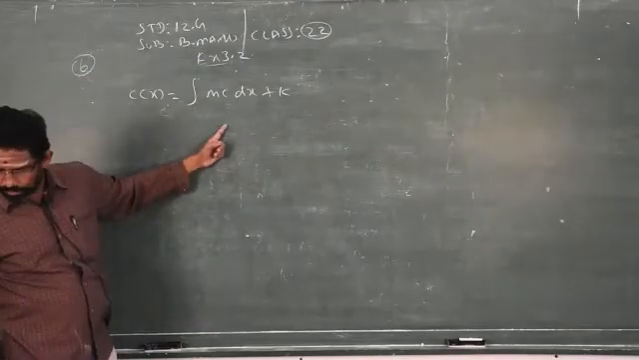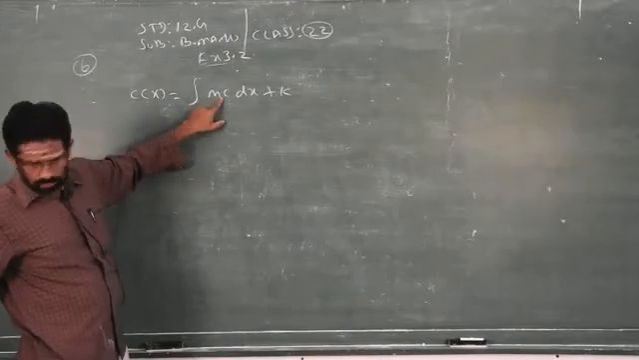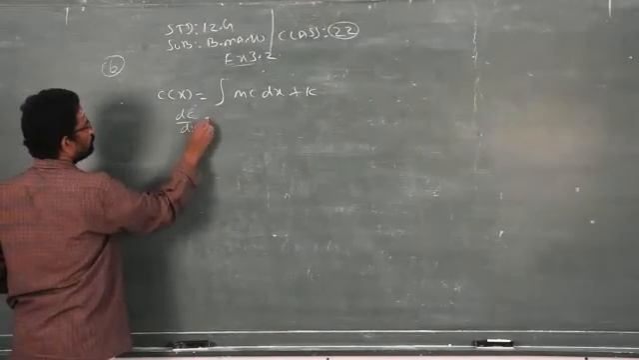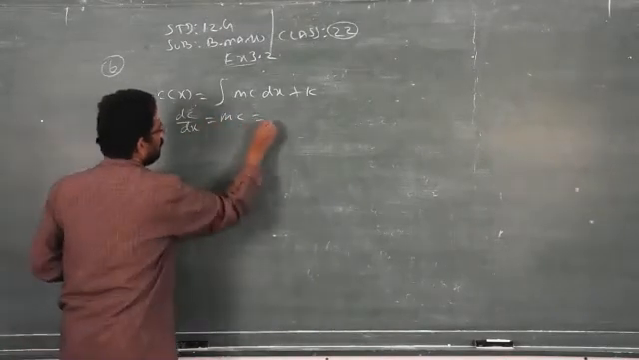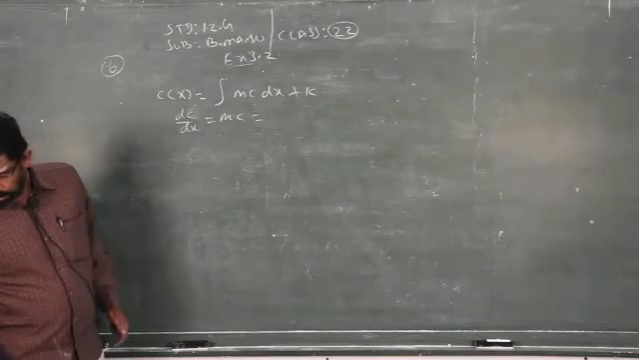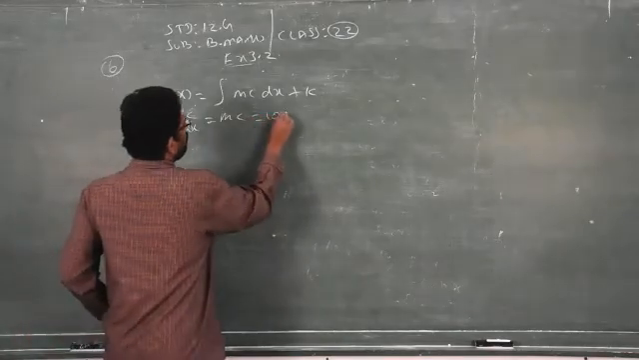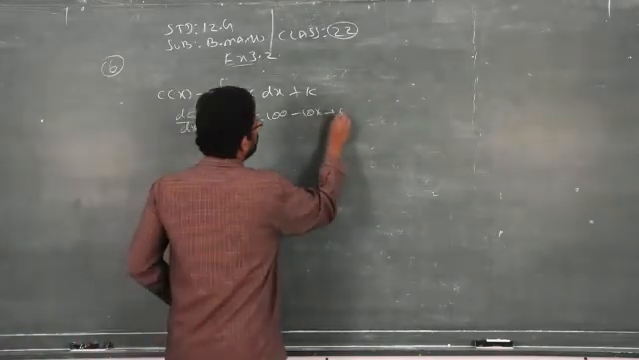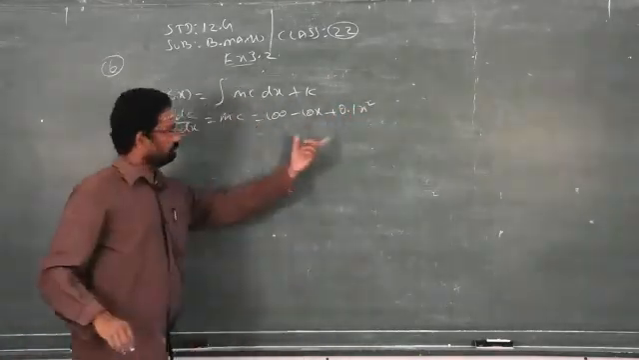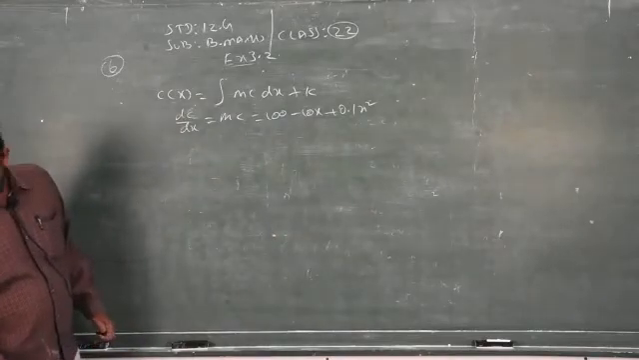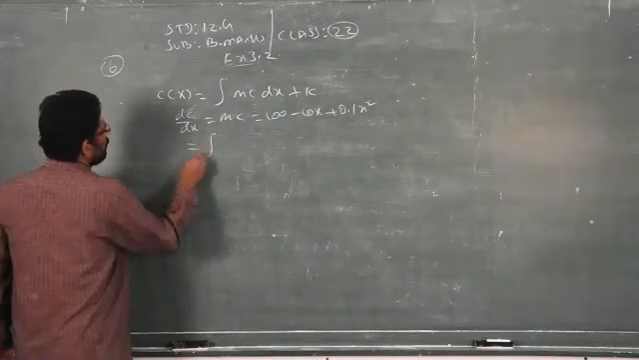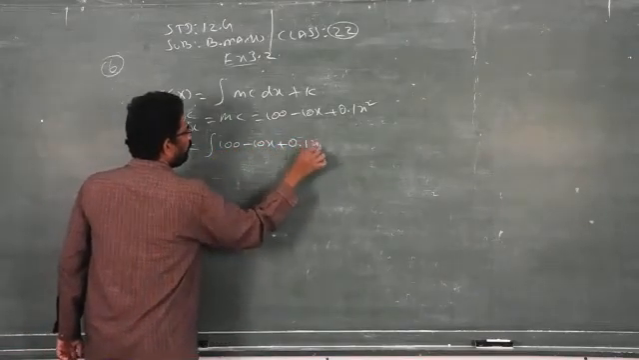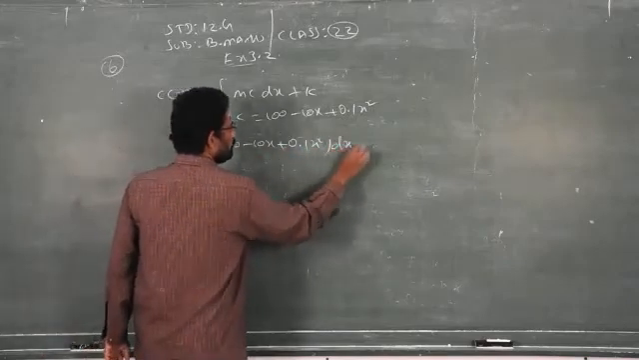So now this is the formula to find the cost function when the marginal cost is given. Here it is given dc by dx. dc by dx is nothing but marginal cost. It is given, that is 100 minus 10x plus 0.1 x square. So just you have to integrate it. 100 minus 10x plus 0.1 x square into dx plus k.